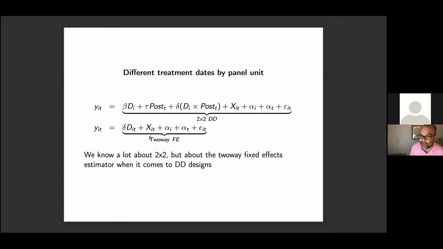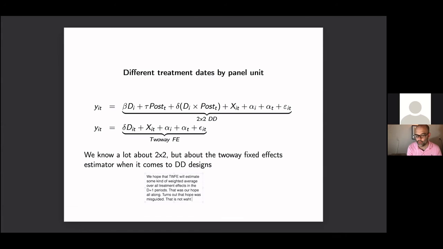But when you have differential timing, you'll usually just have a dummy for whether the unit is treated or not, because you really can't have an interaction with differential timing since you've got multiple staggered groups. And typically what we hope is that two-way fixed effects will estimate some kind of weighted average over all treatment effects in the D = 1 periods. That was our hope all along. Turns out that hope was misguided.